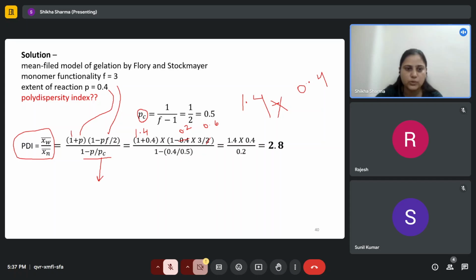So how can we calculate it? Its formula is 1 upon F minus 1. F we know is 3, given in the question. So 1 upon 3 minus 1 is 1 upon 2, which is 0.5. We can put that in this equation and we get 1 minus 0.4 divided by 0.5, which is nothing but 0.2. And when we calculate, we get the polydispersity index as 2.8. Can we move to the next question? Yes.